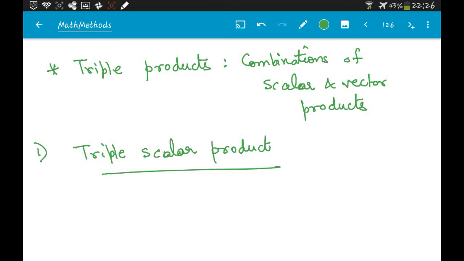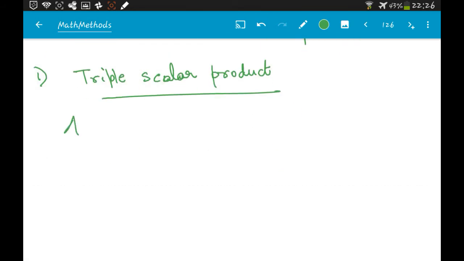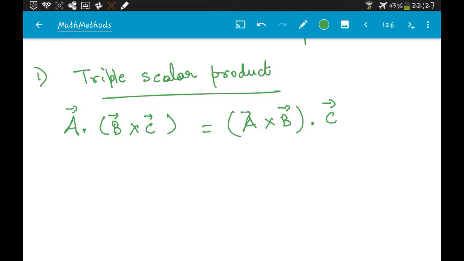So what is a triple scalar product? It is nothing but A dot B cross C. So B cross C represents a vector, and then you take the dot product of this vector with A. This is nothing but A cross B dot C. This is essentially the same.